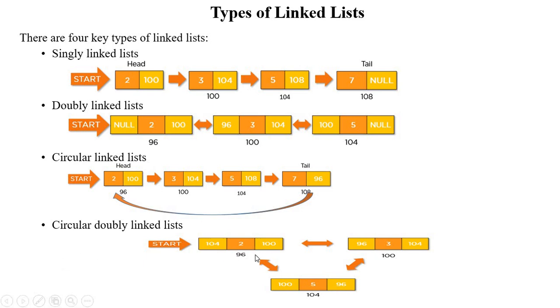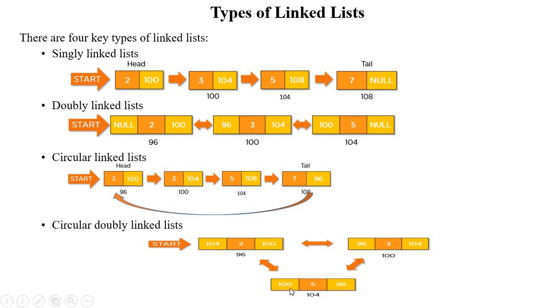Now let's see the circular doubly linked list. The same scenario: the last node should be connected with the first node. In a normal doubly linked list, in the previous position of the first node we mentioned null. But here we are mentioning 104, which means the last node's address is 104. And 100 is the address where the next element is stored. Here also we are representing 96, which means the previous data, and 104 the next data.